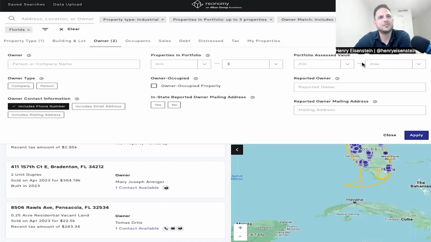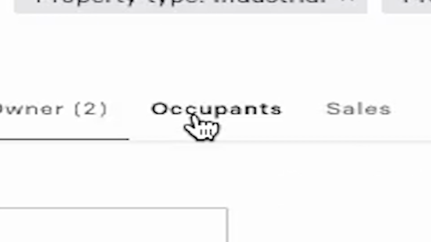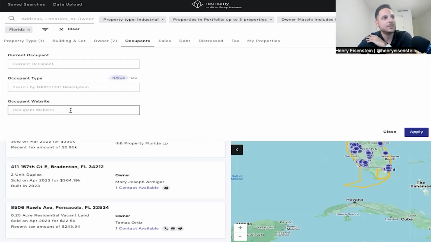Same thing with the portfolio mass value. We're not going to play with that. We're not going to play with the assessed values. Report owners, not going to play with, and mailing address we're not going to play around with. So let's dive into occupants. Same thing we talked about before. I'm not going to play around with this too much.